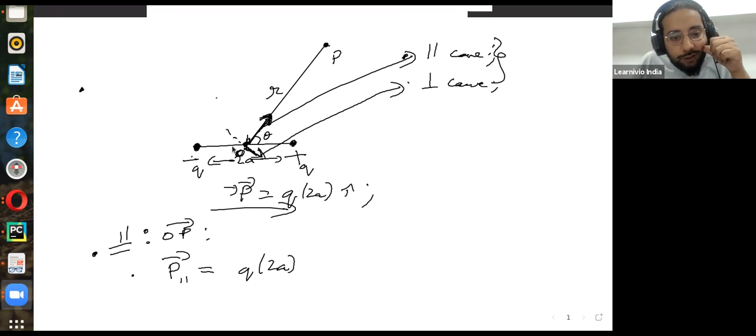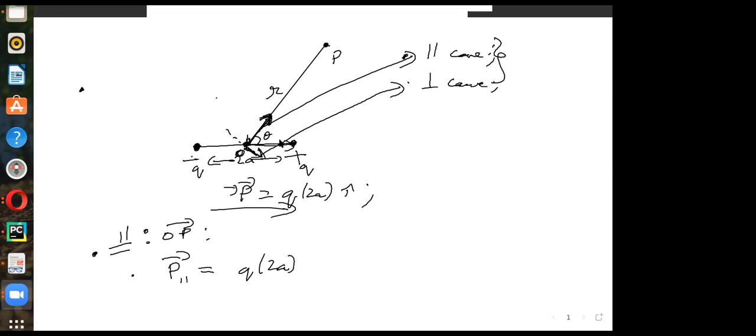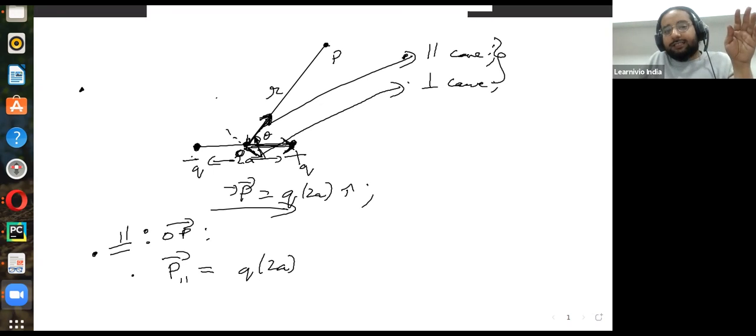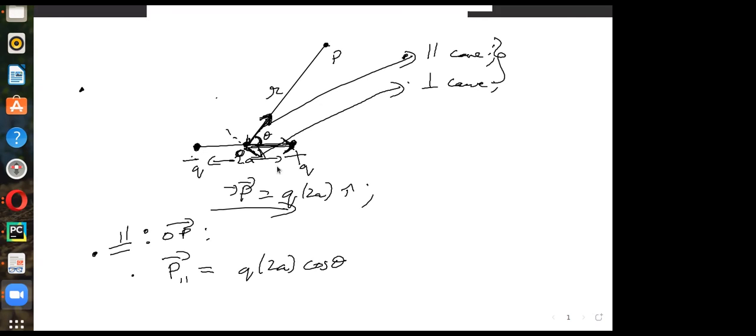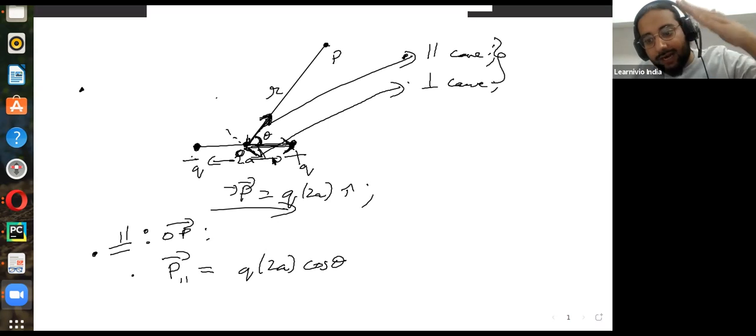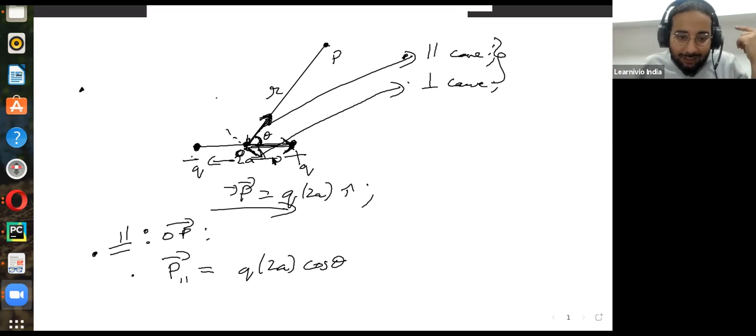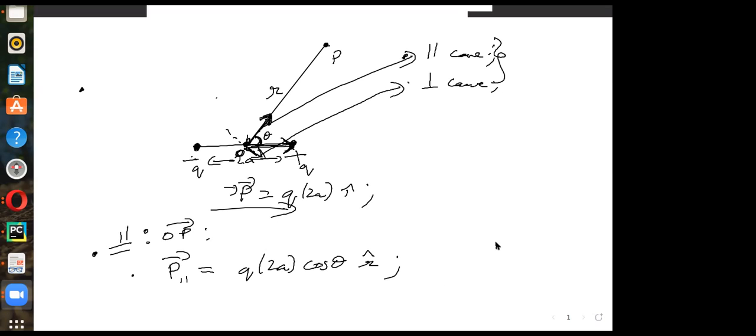But what component? Q into 2A is in this direction, right? Sir, in the direction of P. So in the direction of P, the theta is in the same part. So this component will always be the cos component. That's an easy way to remember these: the direction you are going towards will be the cos component, and away will be the sine component. It's essentially a trick. So what direction is this? This is in the direction r cap, correct? Yes, sir. Lovely.